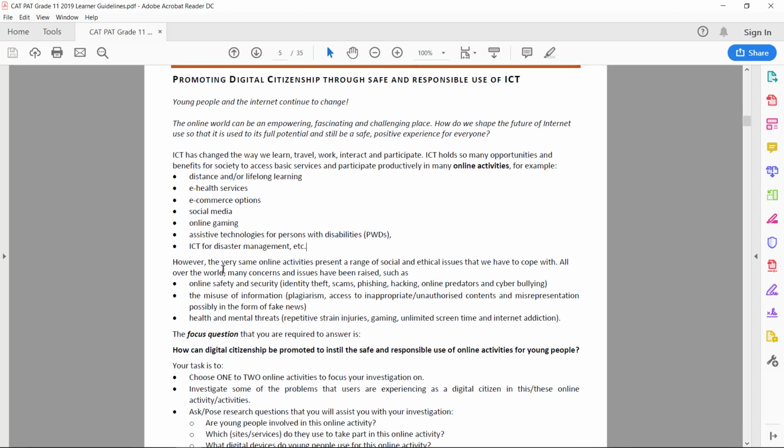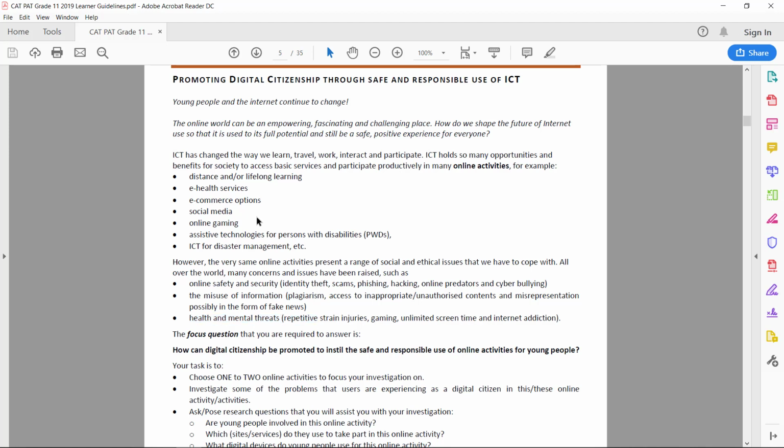Now, any fantastic online activity always has social and ethical issues as well, unfortunately, and there are always concerns and issues such as online safety and security, misuse of information. So there's always plagiarism and fake news and hacking and phishing and identity theft and mental and health threats.